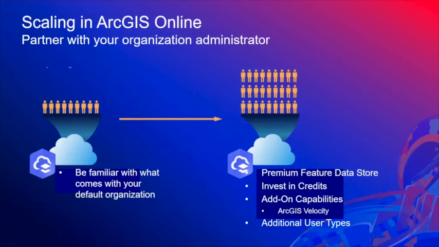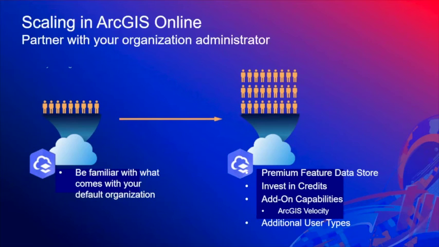Now, this is very different in ArcGIS Online because in ArcGIS Online, your partner is your organization administrator. It's the person that knows the ins and outs of your organization. They know what comes with your organization, how it's set up, how many licenses you have available, how many named users you have available. They know your credit count, they know when you're getting a batch of credits. So it is important to know what your organization actually comes with.